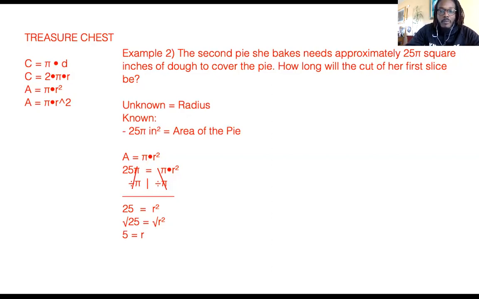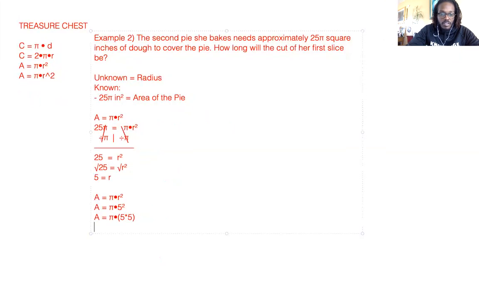If we wanted to check this, we could put it right back into our original equation, and we should get the same circumference. I mean, the same area. So we start over with the area of pi times radius squared, and we plug in the information that we do know. That is pi times 5 to the second power, 5 squared. Area is equal to pi times 5 times 5. And we just solve it step by step. The final answer would be area equals 25 pi.